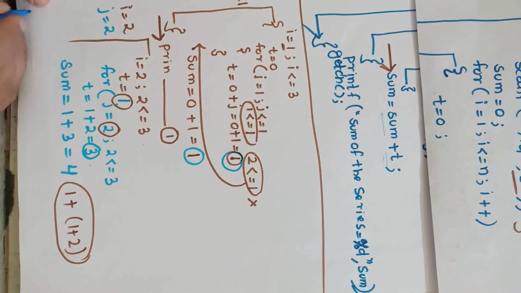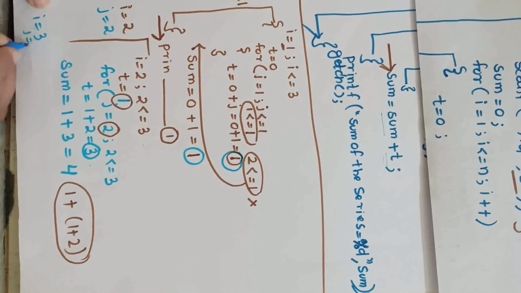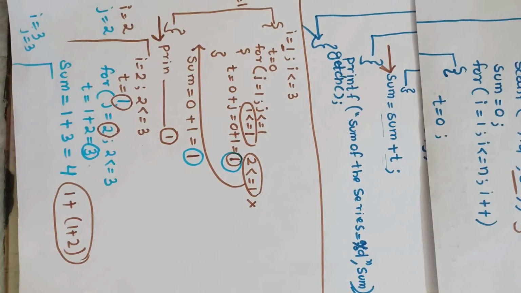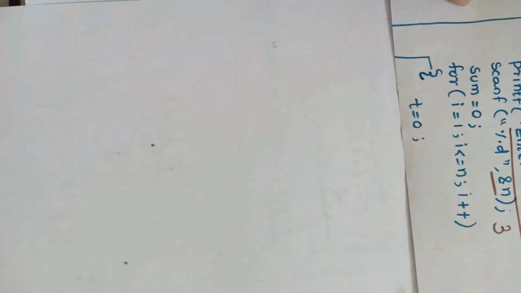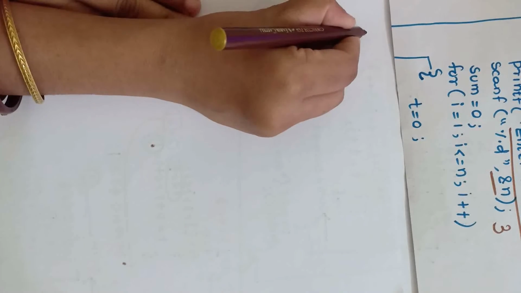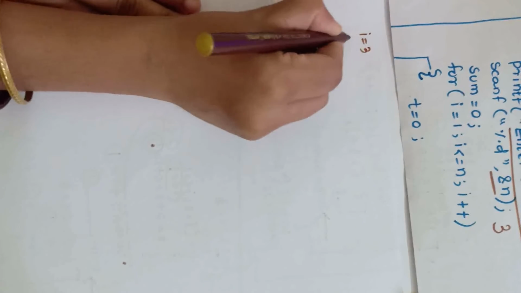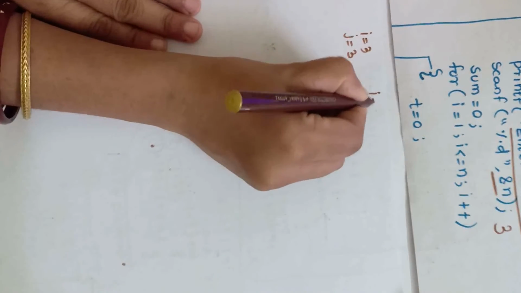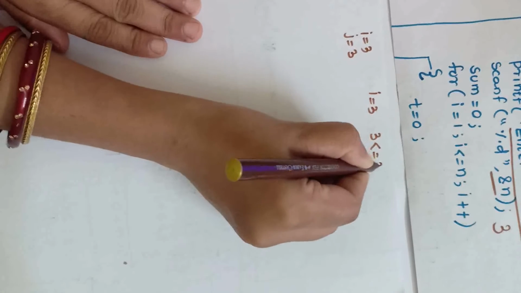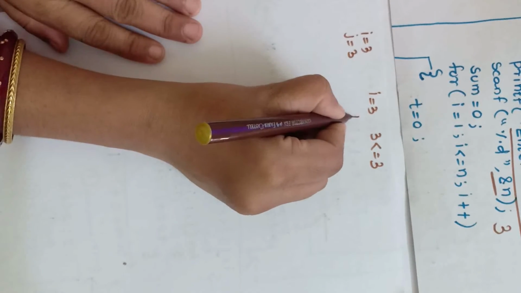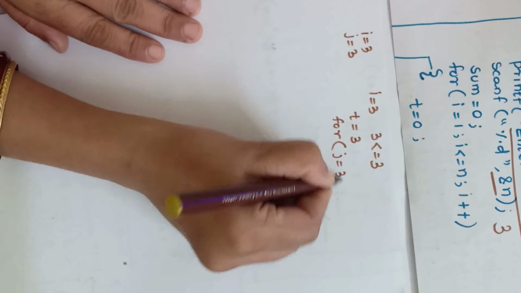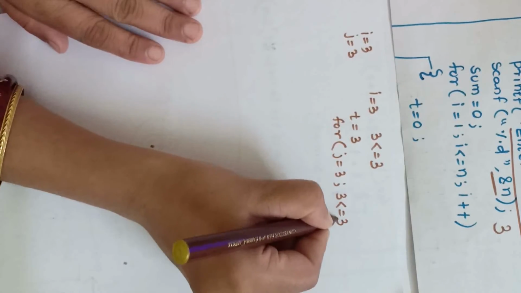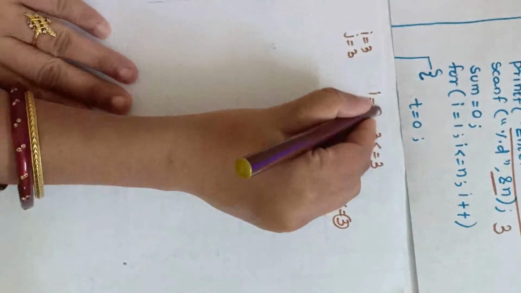Next we check for i equals 3 and j equals 3. Okay, so we continue the same way. Look here how this continues. When i equals 3, 3 is less than or equal to 3, the condition is satisfied. So now t equals 0. Okay, next I use another for loop. j equals 1, up to 3, because now my i value is 3 here.